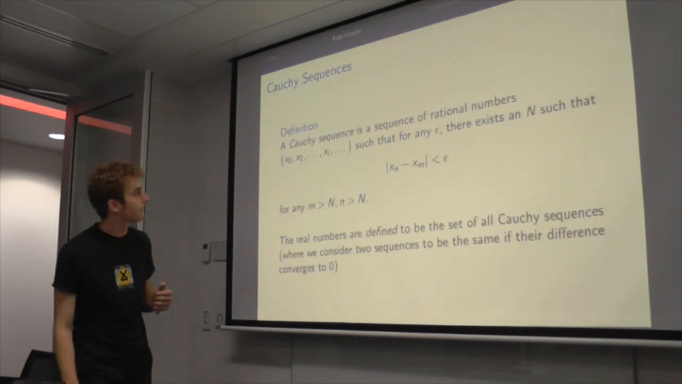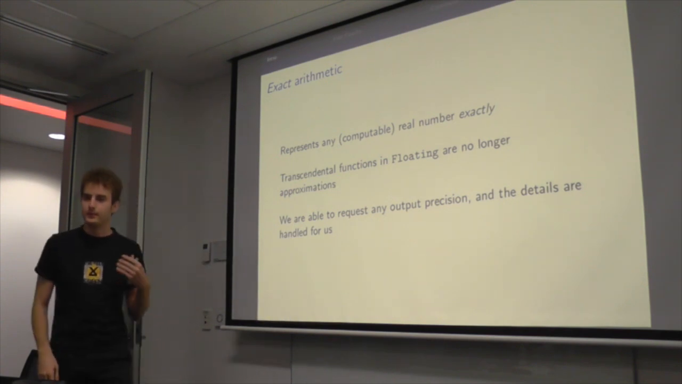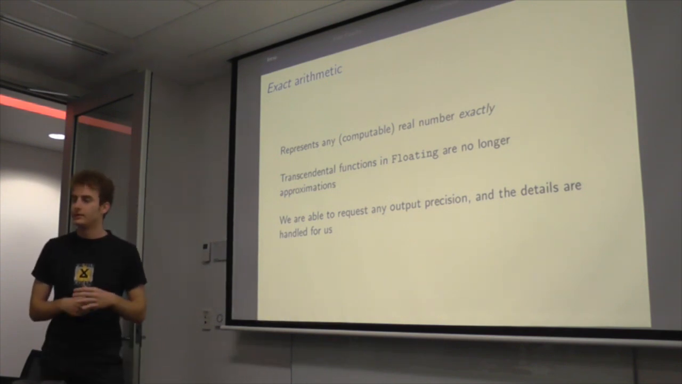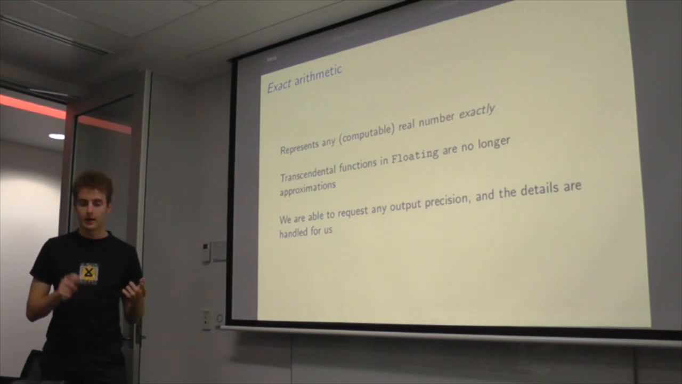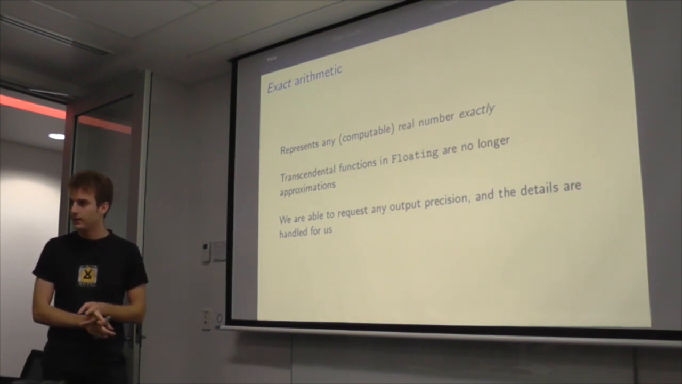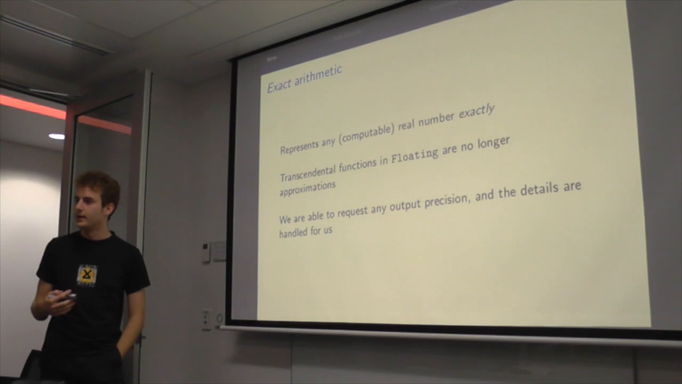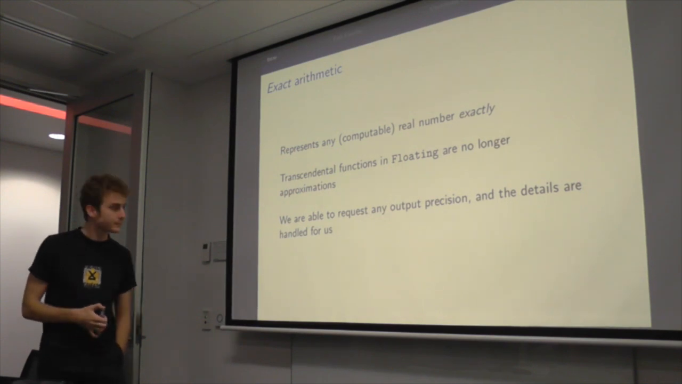So there are two different systems which have been devised to do this. There's one using Cauchy sequences and one using continued fractions. I'm going to go through both of them, try to give you an idea of how each of them works, and talk about the advantages, disadvantages, that sort of thing.